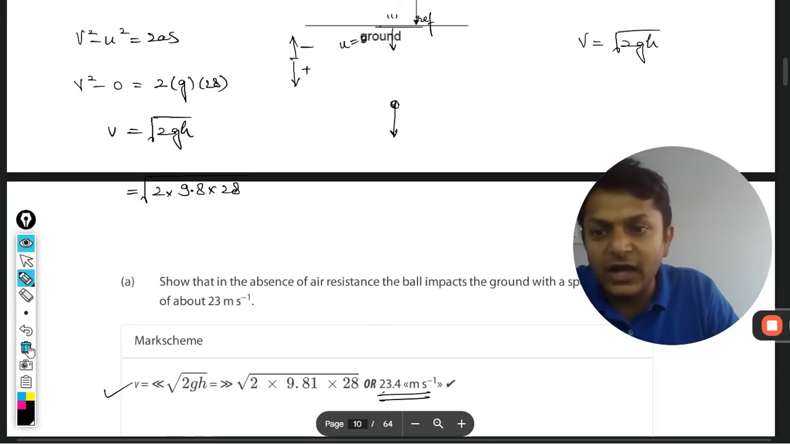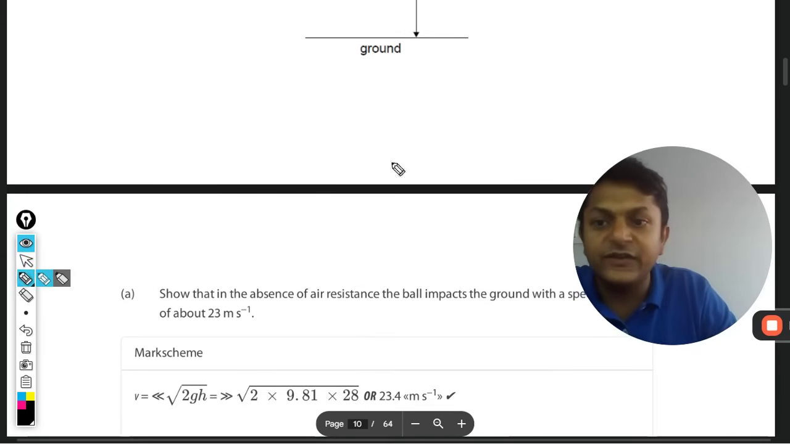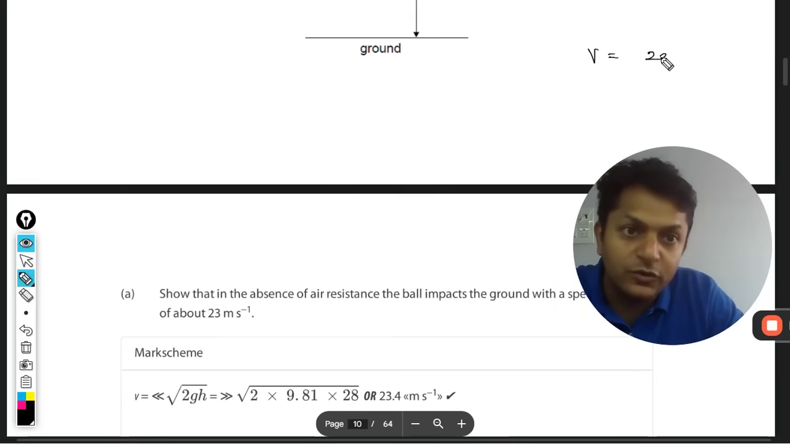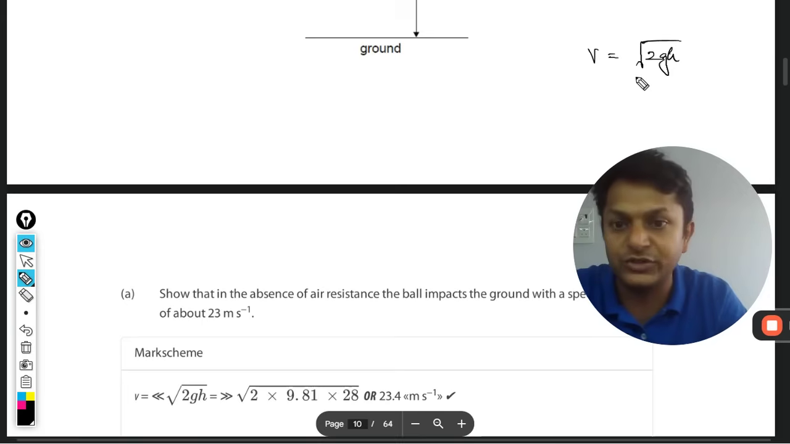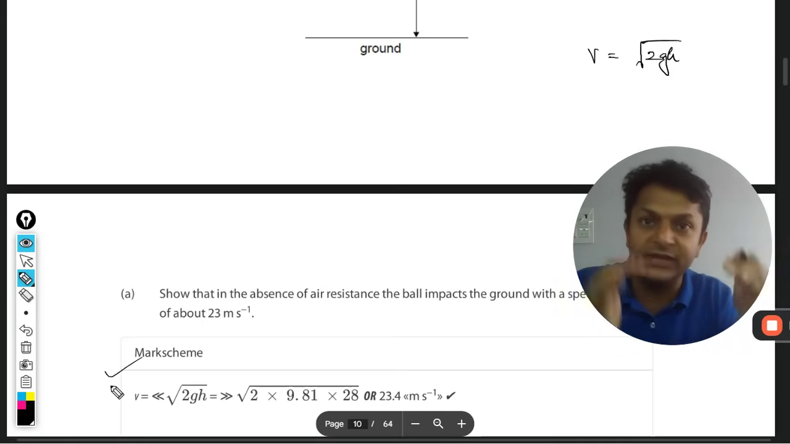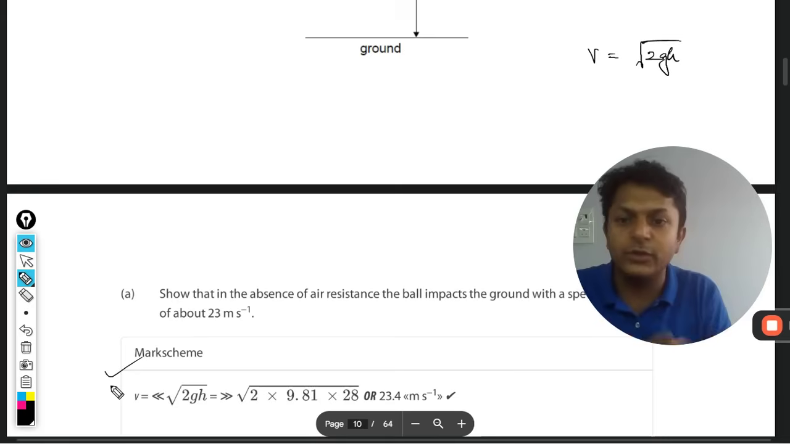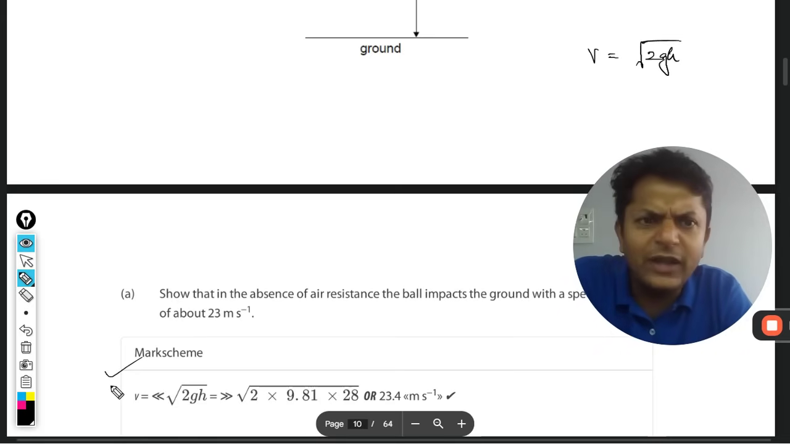Now, in this case, I can address one more concern. Like the students usually ask me that if I'm giving you a formula like v is equal to root of 2gh, can we directly use the formula in paper 2 questions? So you can clearly see here, even in the mark scheme, they have not shown you the complete working. They have directly used the formula, v is equal to square root of 2gh, plug in the value and get the answer. So I don't think there is any problem.